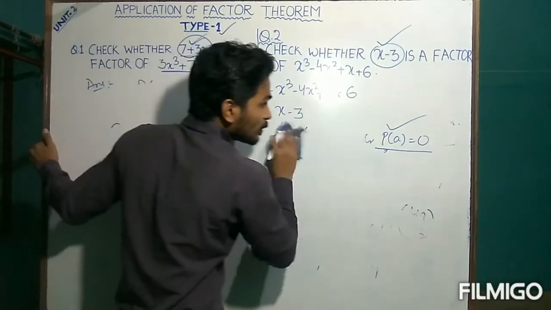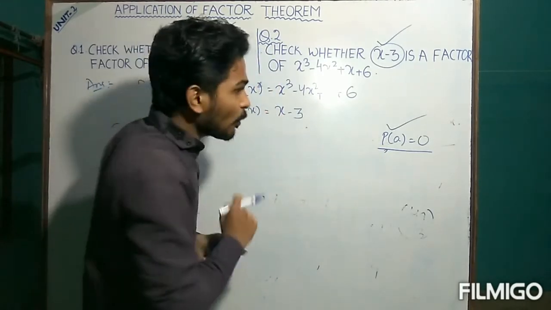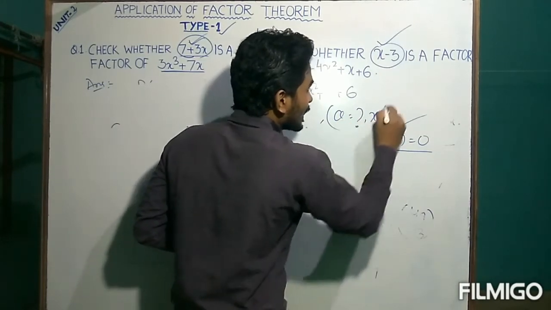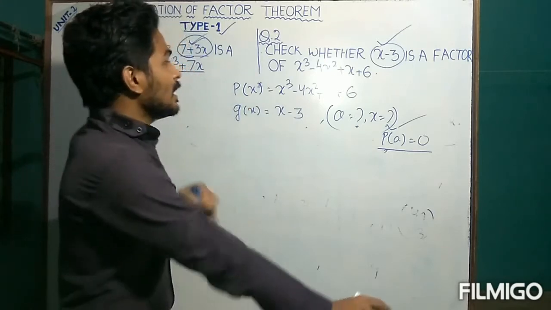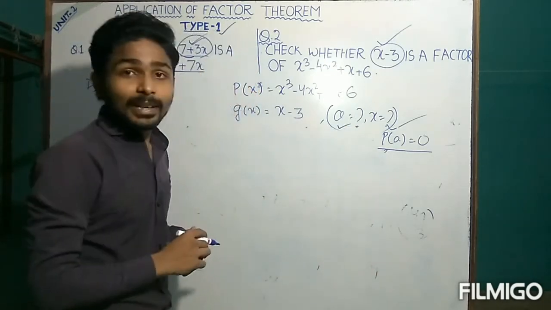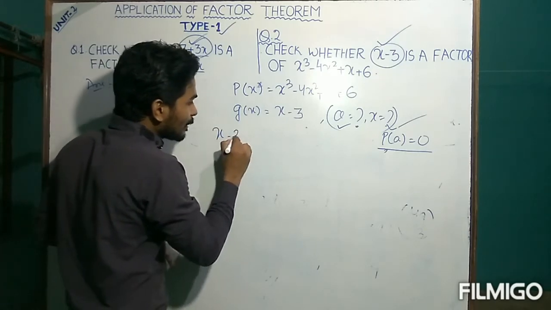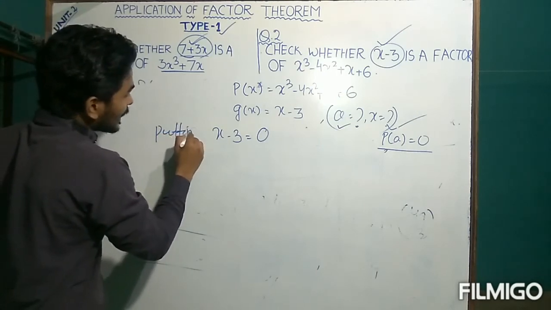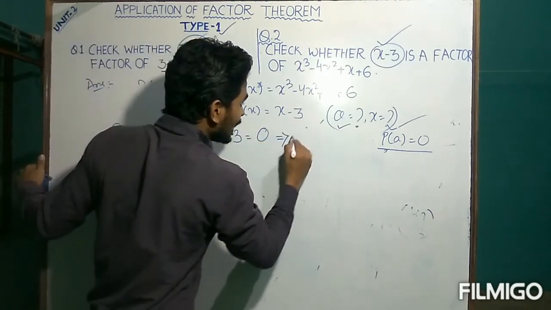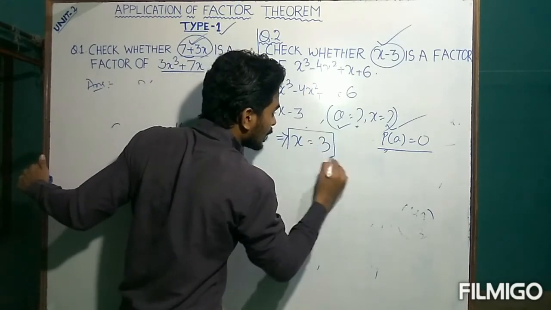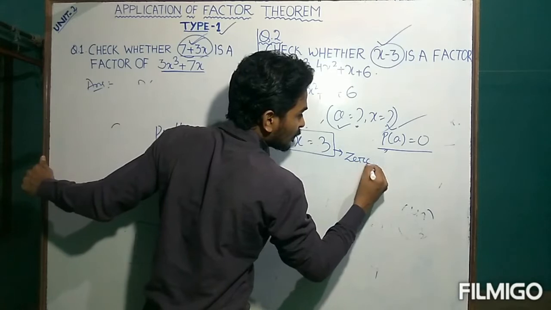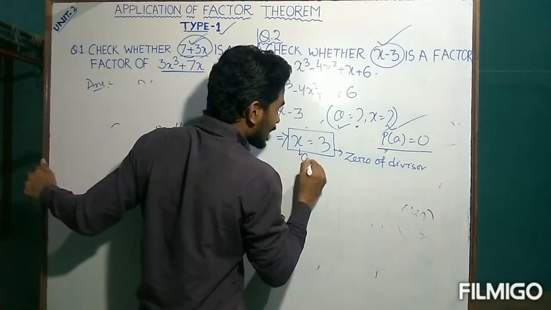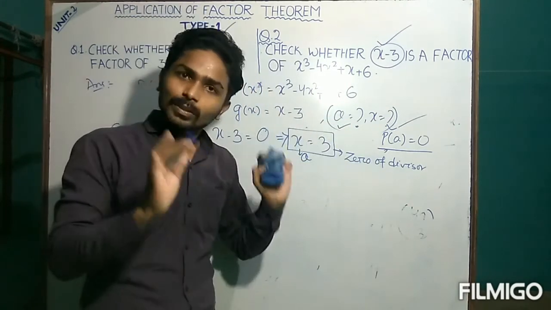But in order to find the value of the remainder, we need the value of the 0, or we need a, or we need x, whatever you can say. So we need the value of a here. How can we find it? By putting the divisor equal to 0. So putting x minus 3 equal to 0, we get x equal to 3. So this is the 0 of the divisor, or 0 of the polynomial, which we call a. So we get a is equal to 3.